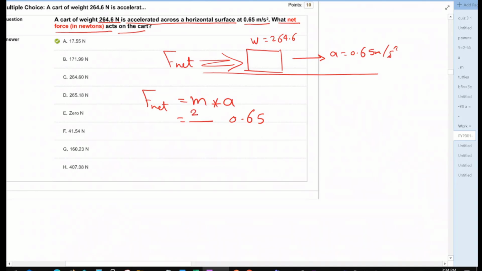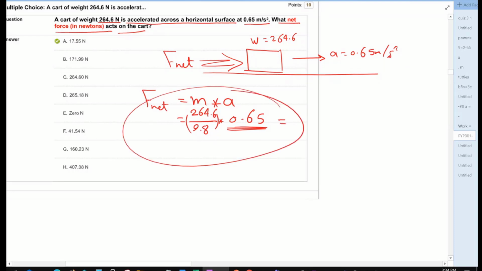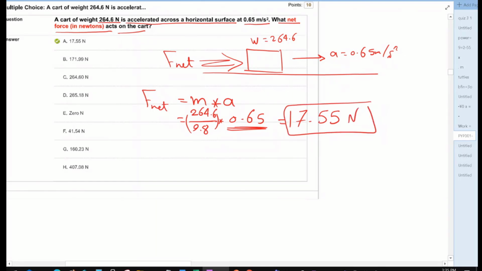So I will divide the weight, which is 264.6, over g. So this is the mass. I will multiply it times acceleration, which gives me the net force. Could you please do it? What's the result? Anybody? 17.55. 17.55 Newton. So this is the net force. Okay.